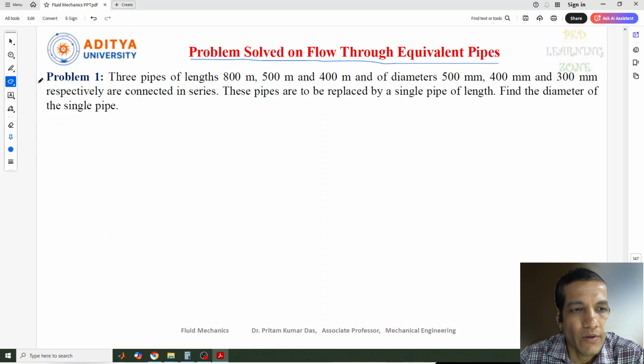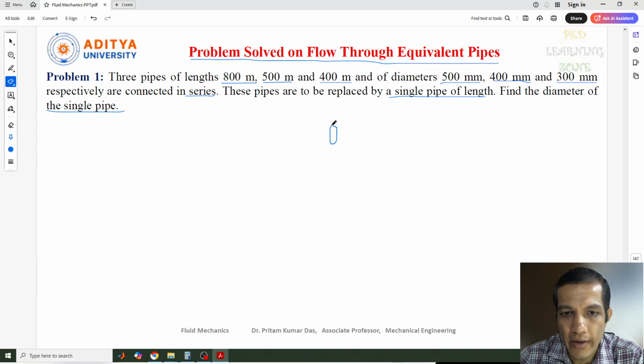Here, the question: I have taken three pipes of lengths 800 meter, 500 meter and 400 meter, and of diameters 500 millimeter, 400 millimeter and 300 millimeter respectively, connected in series. These pipes are to be replaced by a single pipe. Find the diameter of the single pipe. So the question is very simple. Three pipes are there of different lengths.